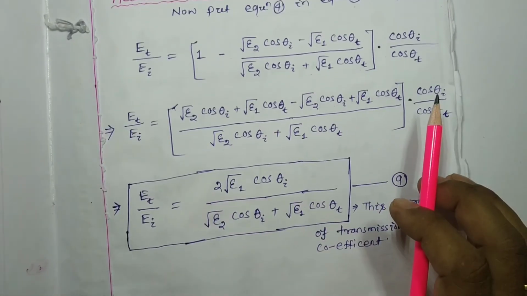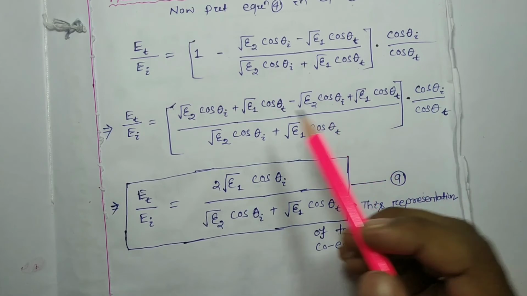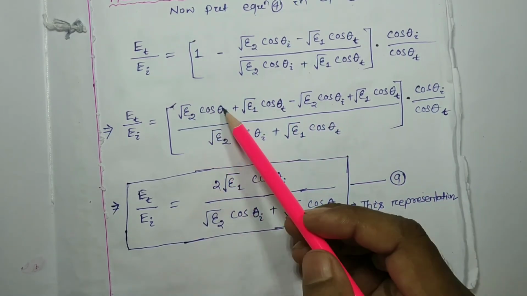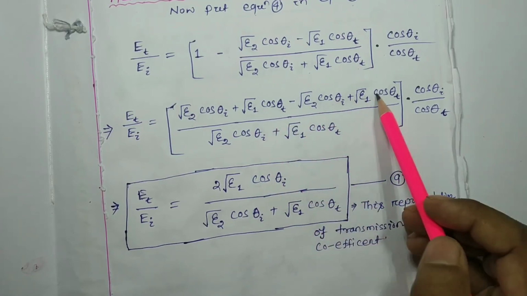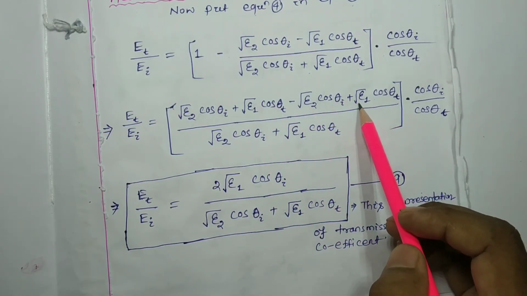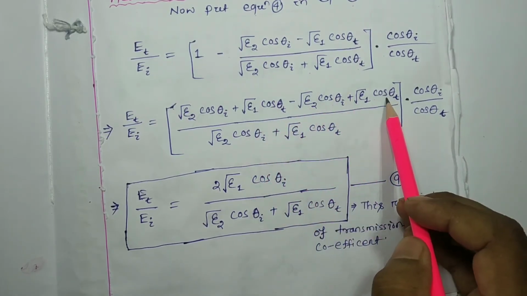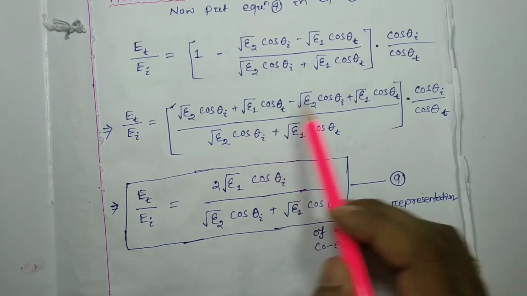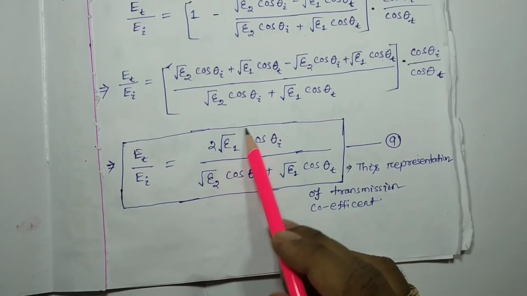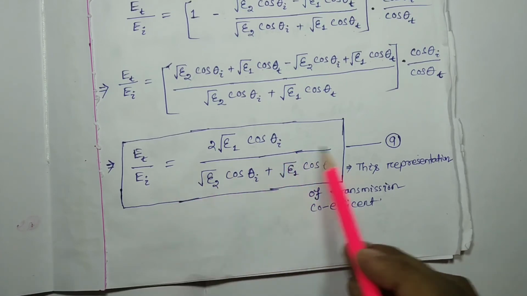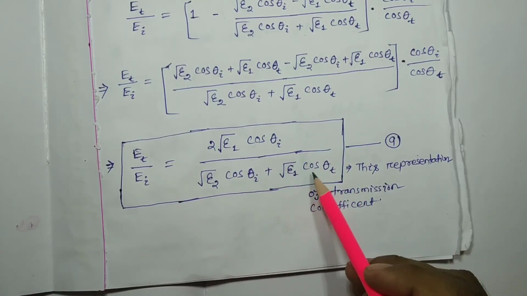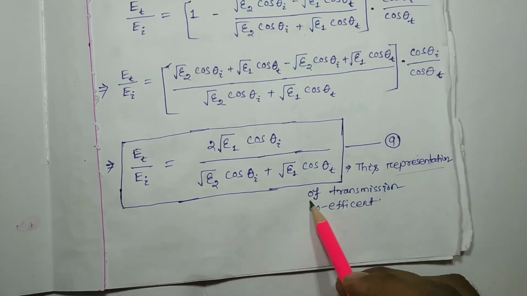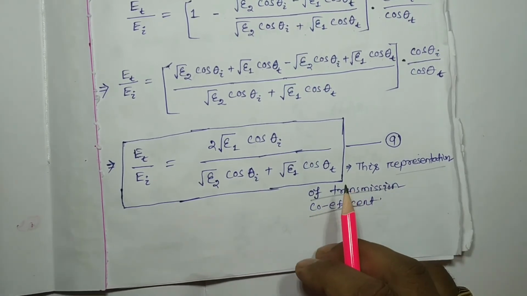Here two terms are going to be cancelled out. See, epsilon 2 root over cos theta I minus epsilon 2 root over cos theta I is going to be cancelled out, and these two terms are the same. Epsilon 1 root over cos theta t, epsilon 1 root over cos theta t is going to add up. It will be 2 root over epsilon 1 cos theta I whole divided by epsilon 2 root over cos theta I plus epsilon 1 root over cos theta t. This is the representation of the transmission coefficient.